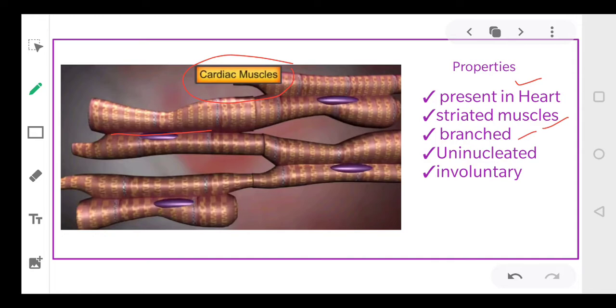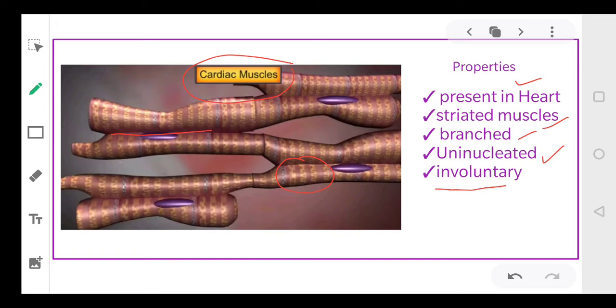One cell has one nucleus, so they are uninucleated, and they also contain light and dark bands. You can see they contain light and dark bands, and they are involuntary muscles. Means your heart does not beat according to your will. So cardiac muscles function on their own, and they never get tired. They're always working.